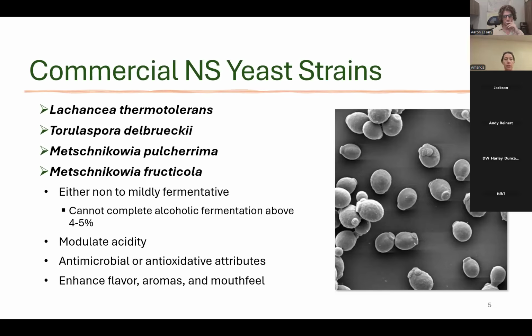Most of these yeasts, like as I mentioned before, are not going to be able to complete alcoholic fermentation. So they do need to be used in sequential inoculation with Saccharomyces cerevisiae to complete a successful fermentation, all the sugars consumed. Some of these yeasts are known for modulating acidity, like Lachancea thermotolerans, and increasing acidity. Some have antimicrobial or antioxidative qualities, and others enhance flavor, aromas, and mouthfeel. So it's really what you're looking for and how you want to tailor the style of your wines.